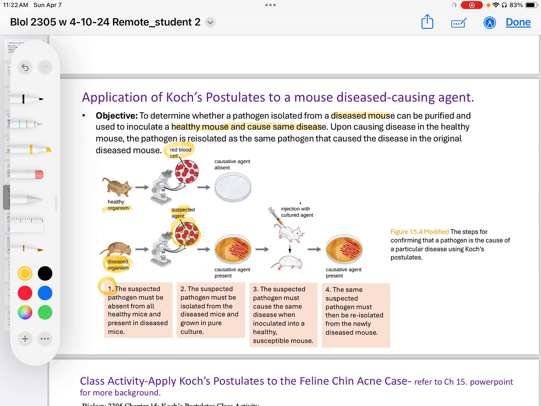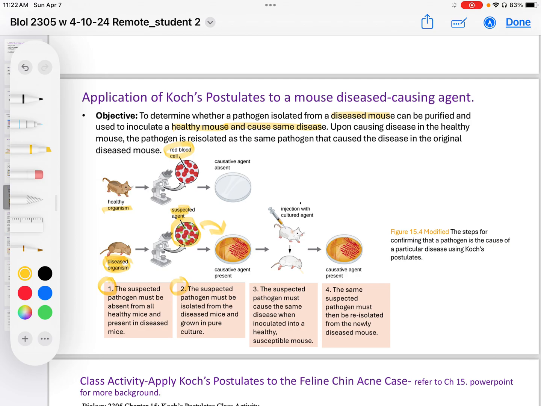For the second postulate, the suspected pathogen must be isolated from the diseased mouse and grown in pure culture. So it looks like they would take this sample from the suspected agent or from this mouse, and then grow it in a pure culture. It looks like here they're using an agar plate, and in lab we use a certain technique that helps us get pure colonies or pure cultures, and that would be the quadrant streak. And once they have that, they show that they're able to grow this suspected pathogen from the diseased organism on this agar plate.